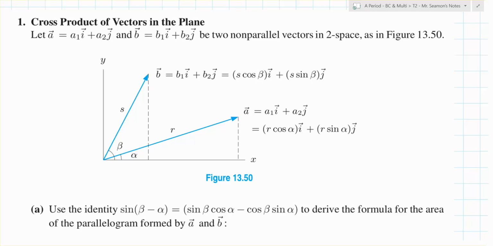Now, they start you off and tell you the key to determining the formula that they gave you above, which is this. Use the identity of sine of beta minus alpha is equal to this thing right here. You all remembered your difference of angles, sine and cosine formulas, right? They're just memorized in your head. It's okay, you can say no. I did not memorize this. But it gives you the starting point.